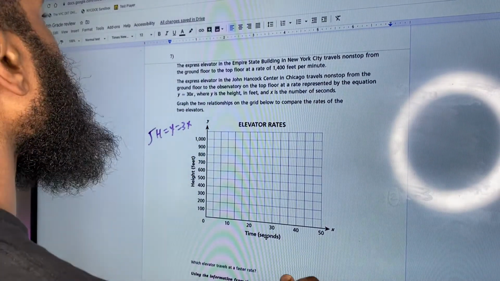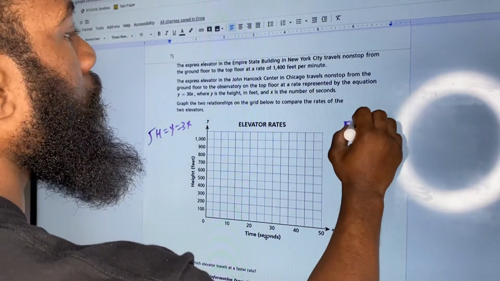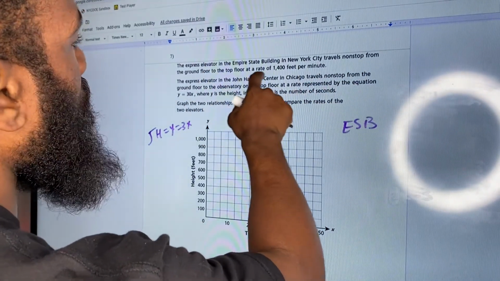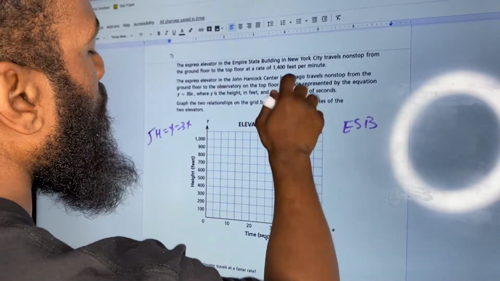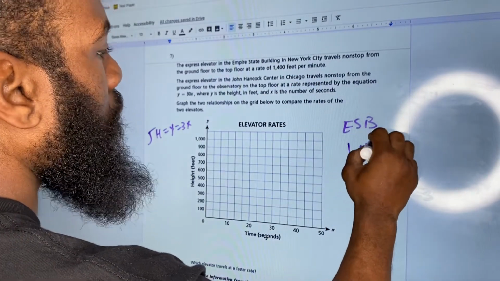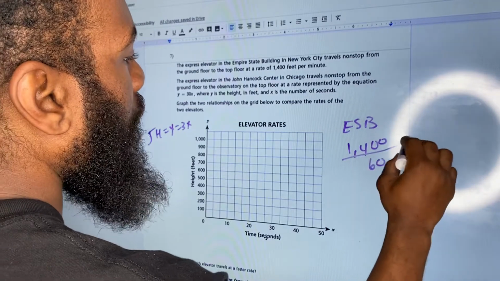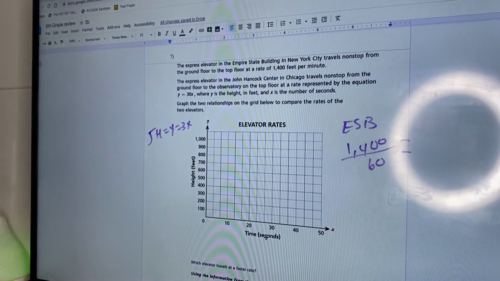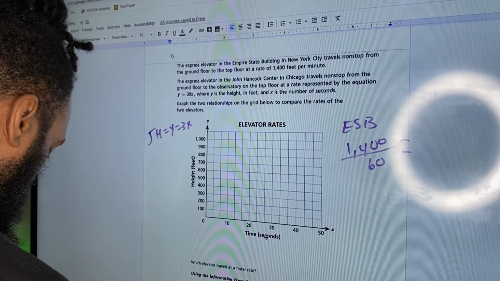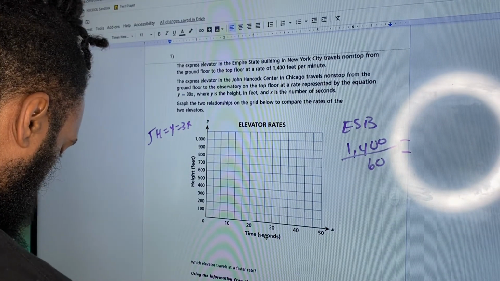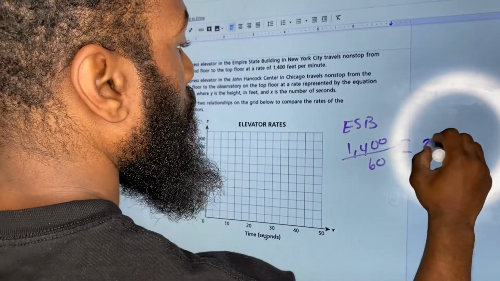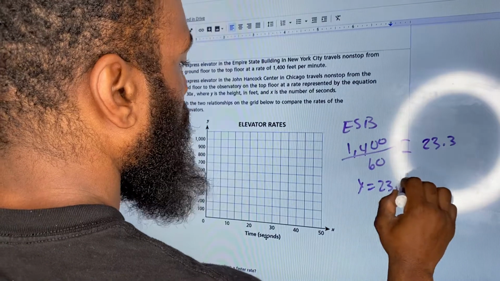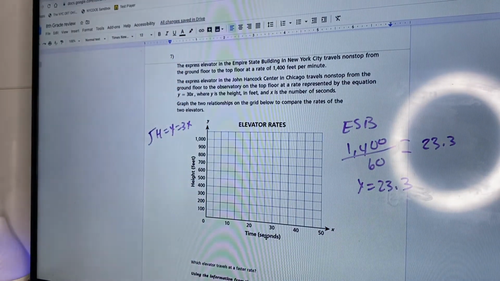Here, they give us the Empire State Building, which travels nonstop from the ground floor to the top floor at a rate of 1,400 feet per minute. It's in minutes. You want it in seconds, so 60 seconds per minute. We divide that, and we get, on the calculator, 23.3 feet per second. So here, y equals 23.3x.